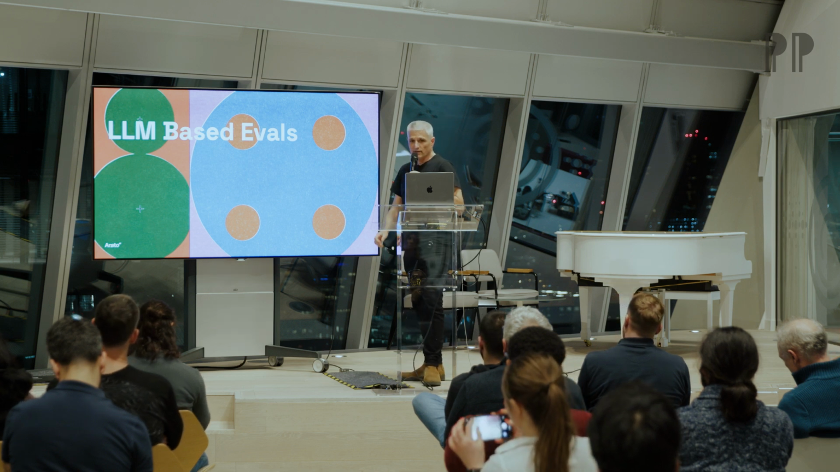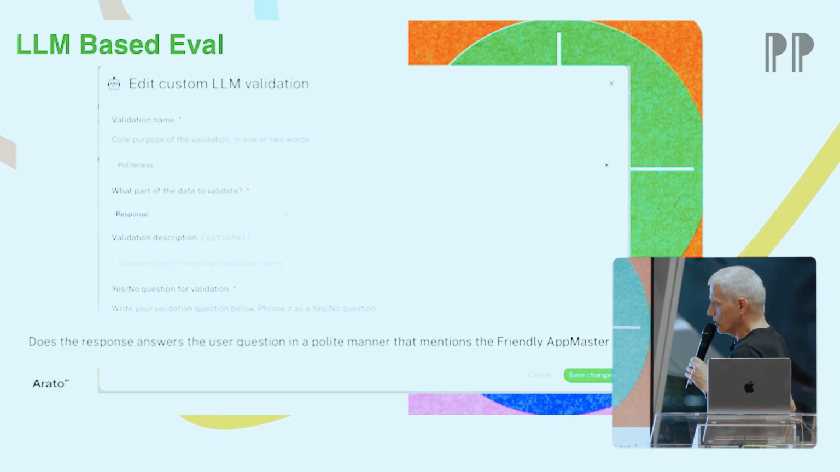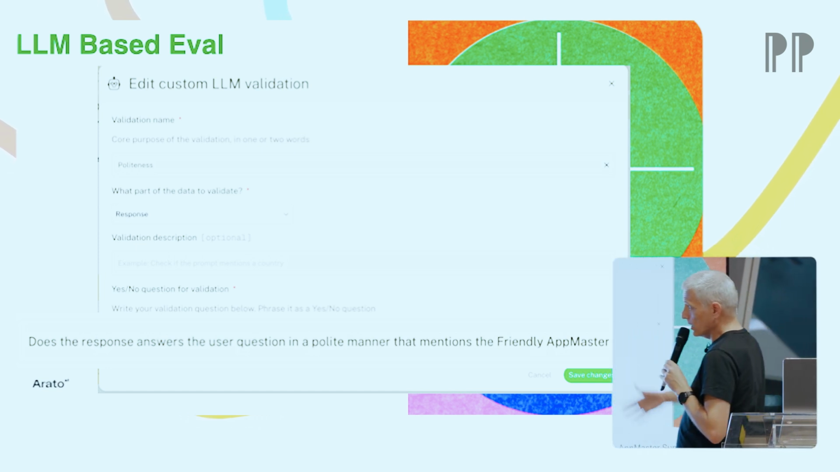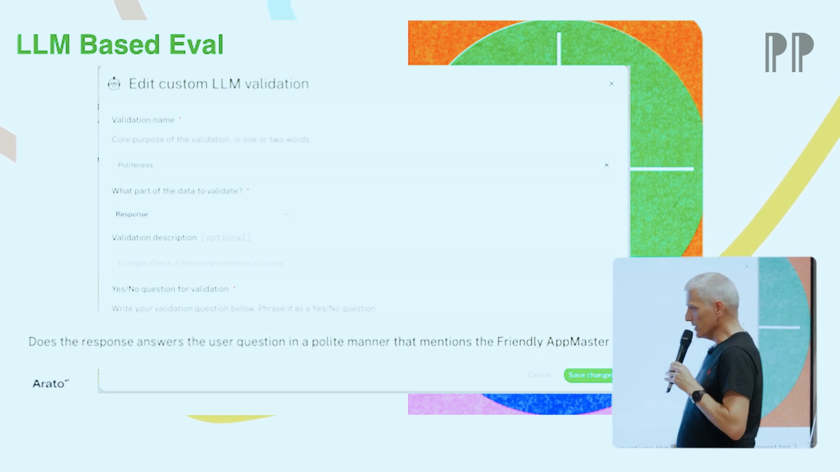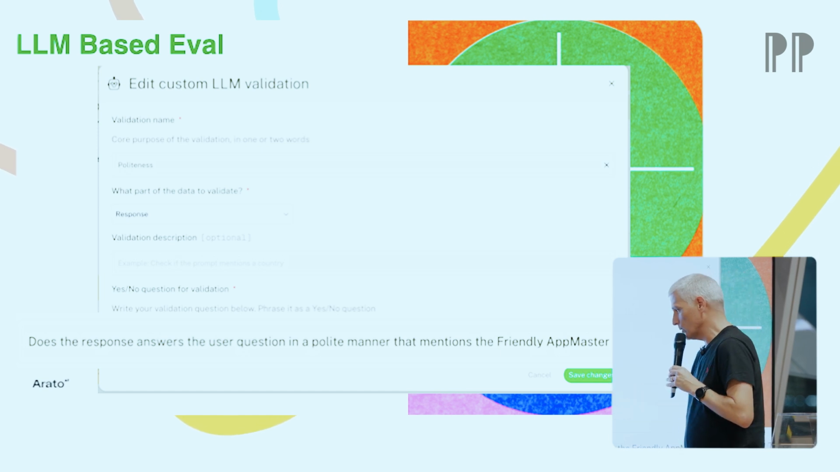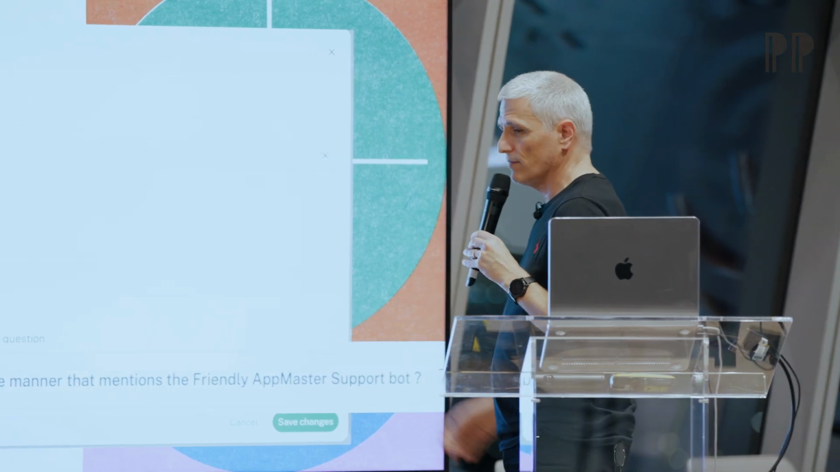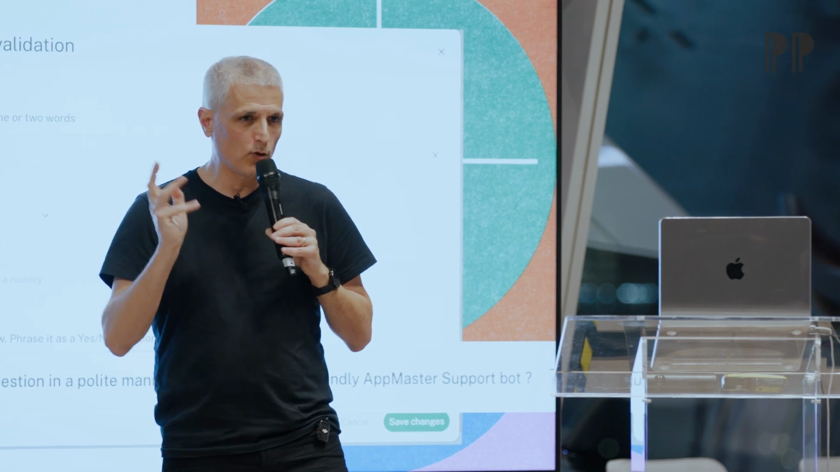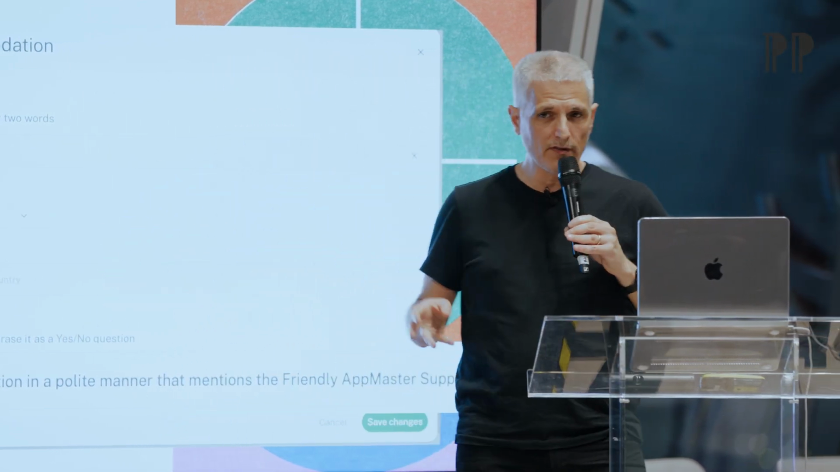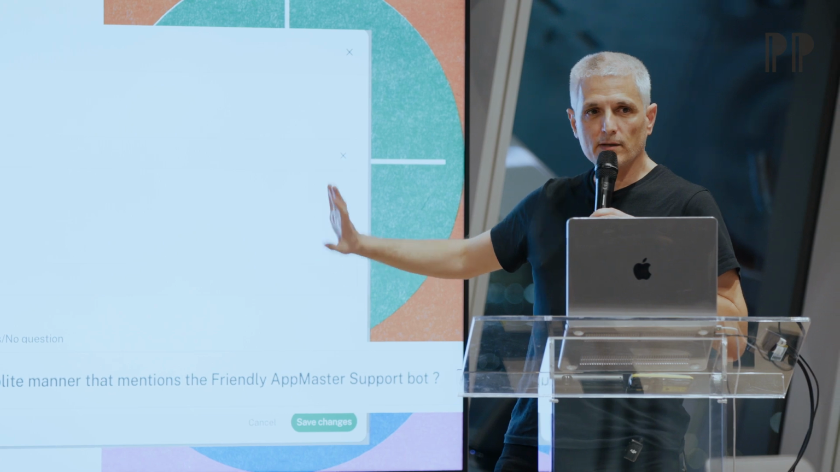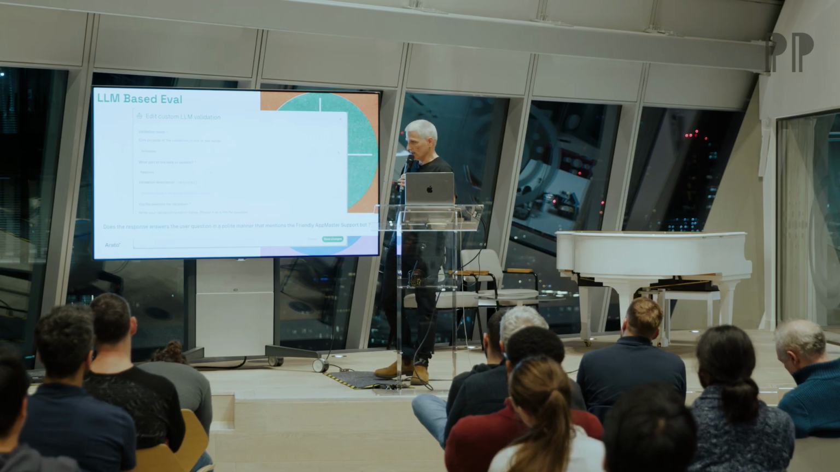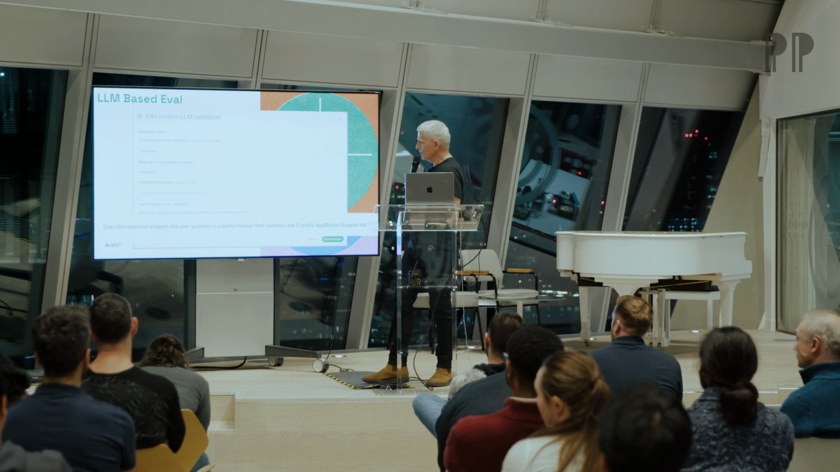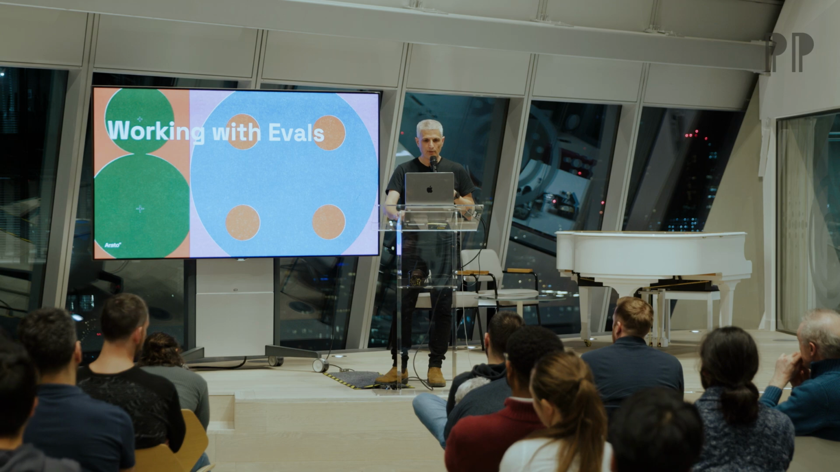Let's see some LLM-based evals. So I mentioned that we want the bot to be polite. So here I'm defining a custom LLM with a very simple question. Does the response answer the user question in a polite manner that mentions the friendly app master bot? And we will have a third-party model. By the way, it doesn't have to be a third-party model. You can actually use the same model for your prompts and for your evals, as long as it's in a separate process, okay? It has to be in a different context. But in this case, it will actually be a separate model that we fine-tuned a bit to answer eval questions.